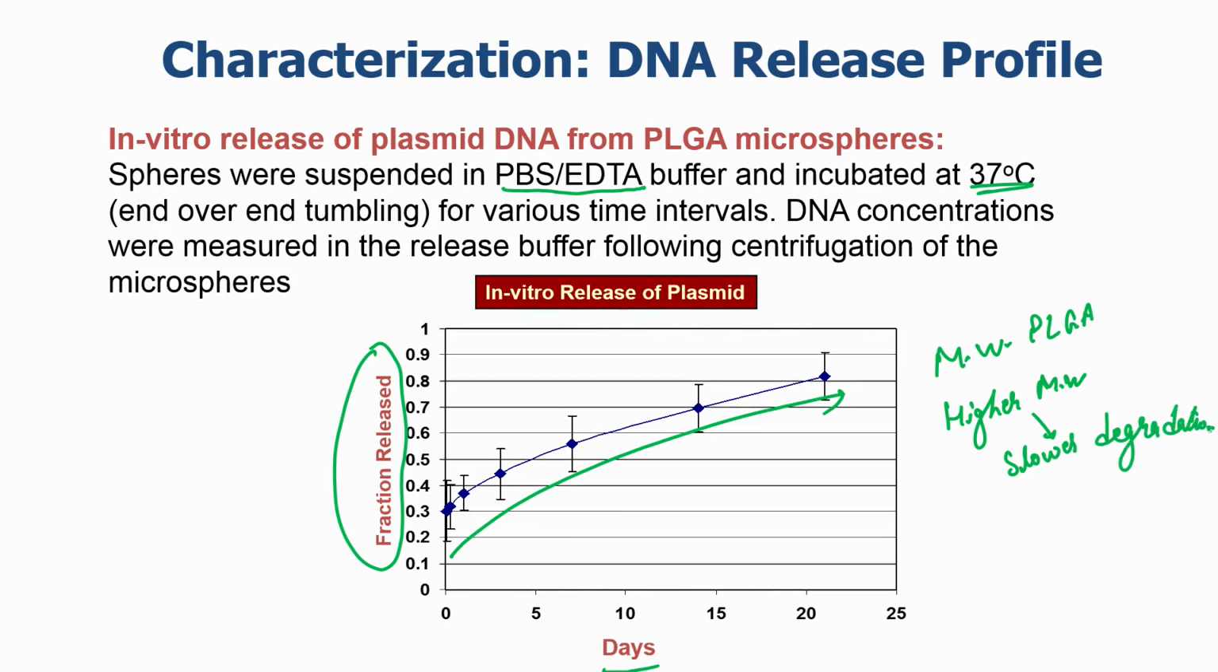Depending on your application, let us say if you want this to go on for months, you will increase the molecular weight, and similarly the lower molecular weight PLGA will go towards faster degradation. So, if you want this DNA to release much faster, you can significantly reduce the molecular weight, and that will cause the DNA to come out much quicker.